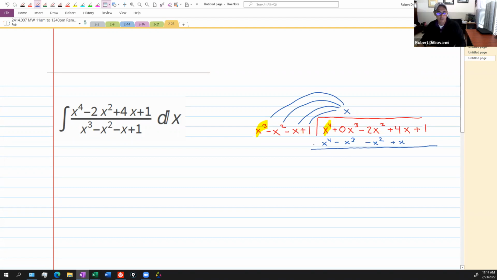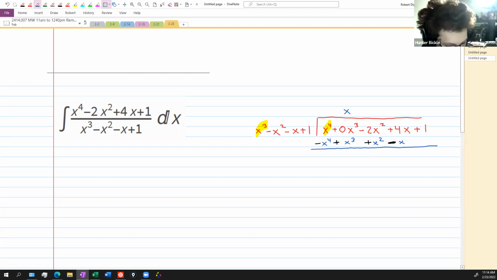And then don't forget the critical step, right? That you need to subtract this row, which changes all the signs. Minus, plus, plus, minus. And then add down. What do I get when I add down? X cubed minus x squared plus 3x plus 1. Good. All right.